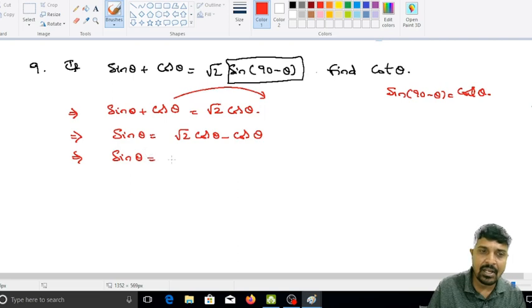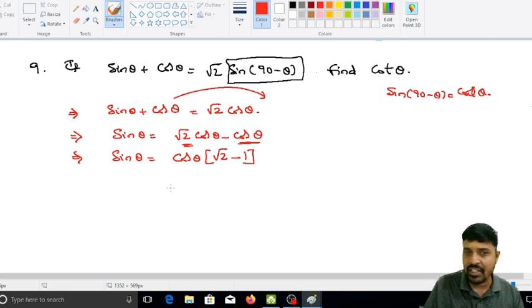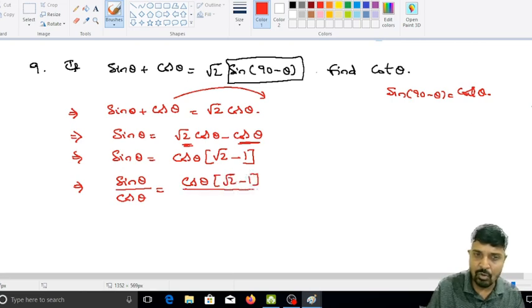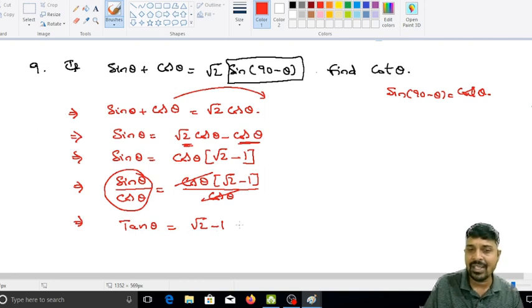This is sin theta equals, I am taking cos theta as common. Here we got root 2 minus, here we got 1. So divide both sides by cos theta such that the cos theta is going to get cancelled. Now what is going to happen here? This is sin theta over cos theta is equal to cos theta times root 2 minus 1 over cos theta. Cos theta gets cancelled. Here this is sin theta by cos theta. What is sin theta by cos theta? That is tan theta is equal to root 2 minus 1.